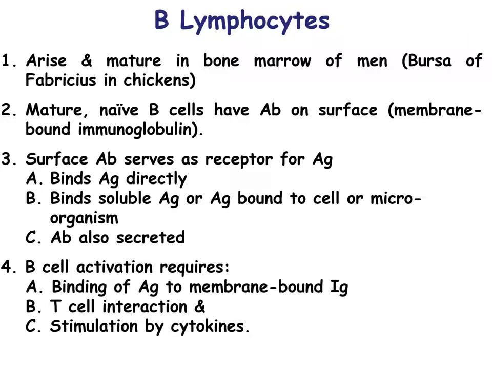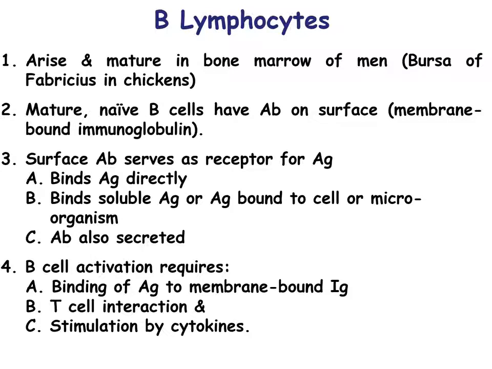The first type of lymphocyte we'll talk about are B lymphocytes. As you already know, they arise and mature in the bone marrow of men. But they were originally discovered in the bursa of Fabricius, which is an organ that we don't have, in chickens, of all things. But fortunately, bone marrow also starts with a B, so it's easy to remember.